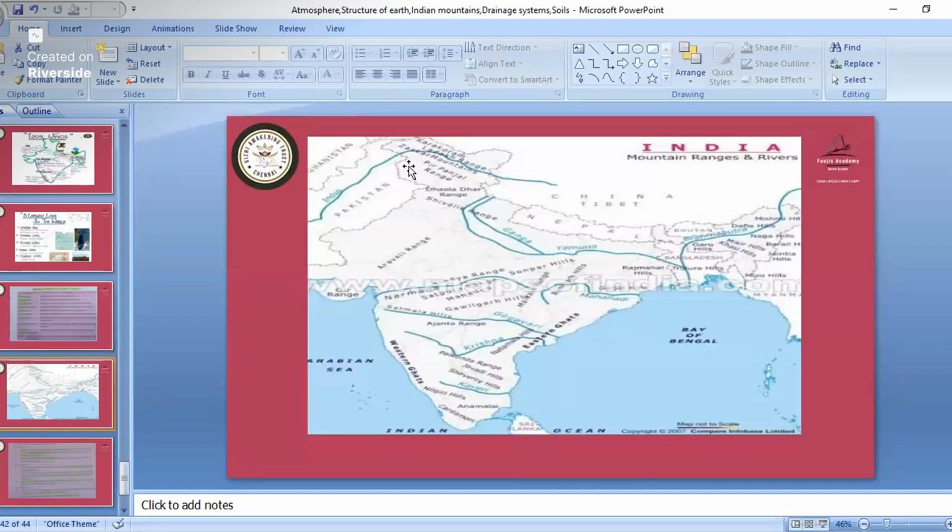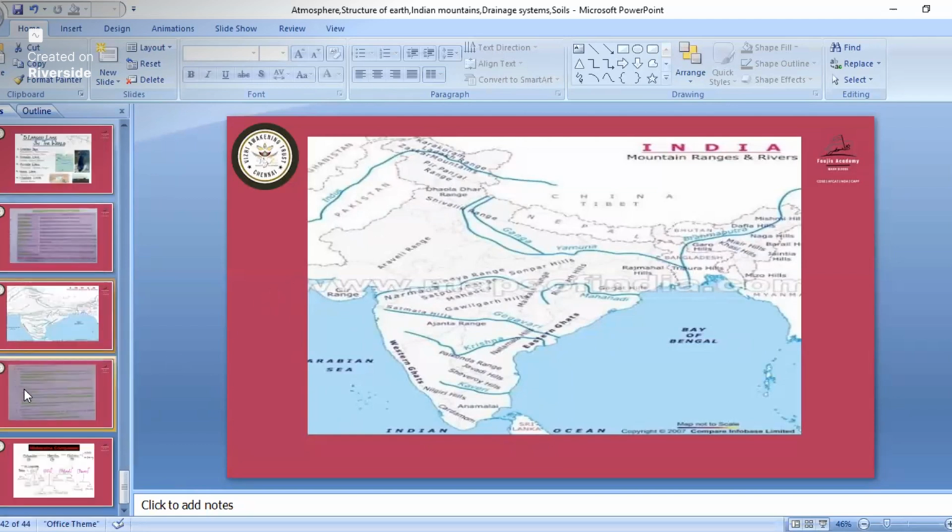They might ask for arranging Zanskar Mountain, Pir Panjal, Shivalik range, Dhauladhar range, and Karakoram. They might give these options and ask for arranging from north to south. So Karakoram is first in the north, then Ladakh, then Zanskar, then Pir Panjal, then Dhauladhar range.